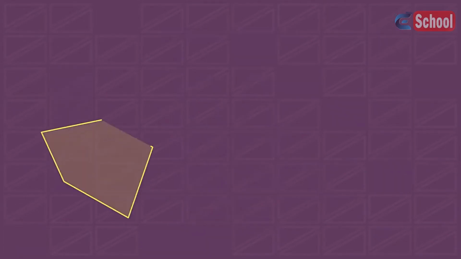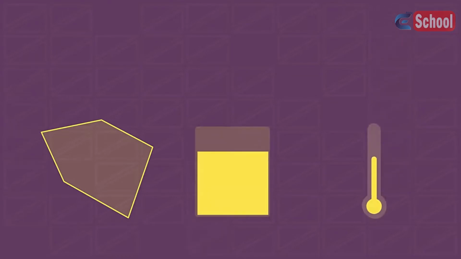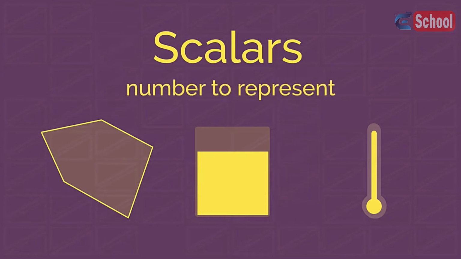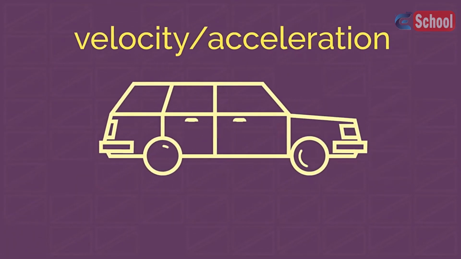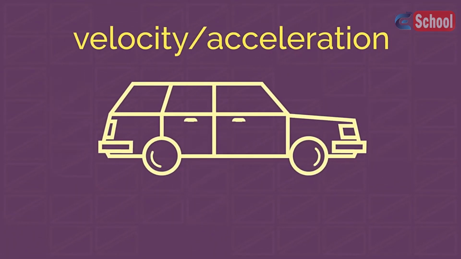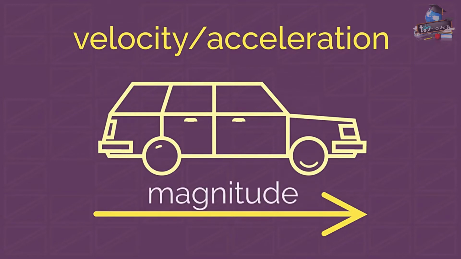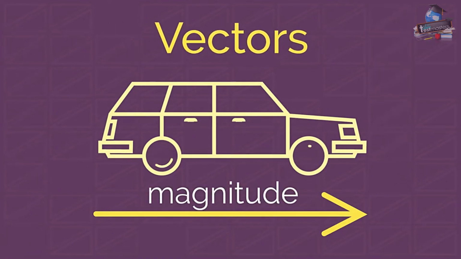Physical properties like area, volume and temperature are scalars, since we only need a number to represent them. But when we deal with other properties, such as velocity and acceleration, we may use both a size and a direction. Such objects which have a direction and a size, or magnitude, are called vectors.